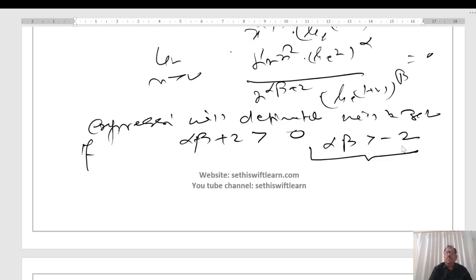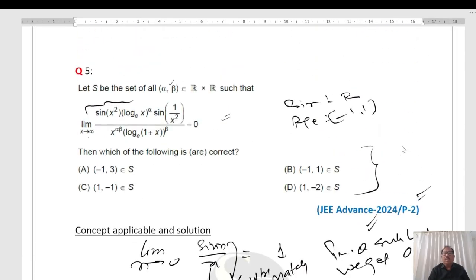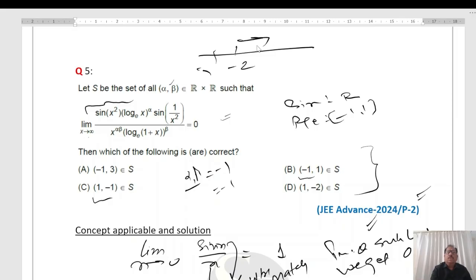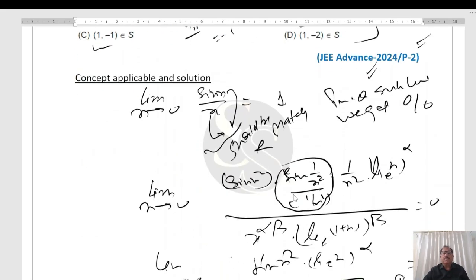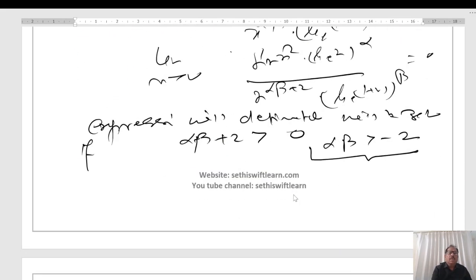Please now pick up the correct possible answers out of this. -2, -1, तो प्रोडक्ट क्या होगा? Alpha beta, in this case product will be -1. In this case product will be -1. You draw the number line, -2, -3. We have to pick up in this side. So this is the correct one. Correct options will be B and C. Correct options are B and C.